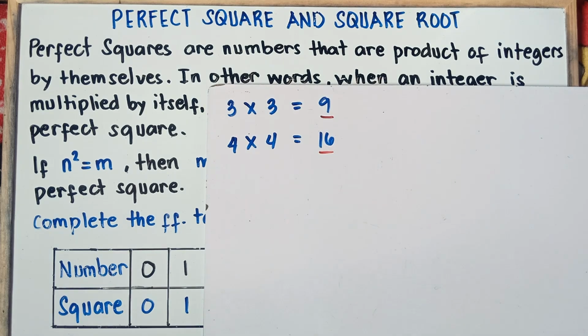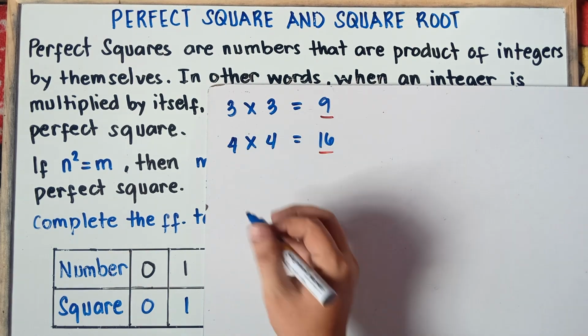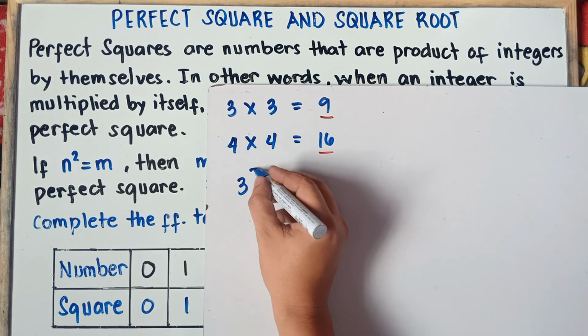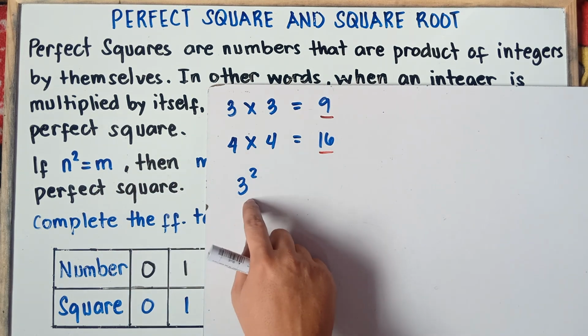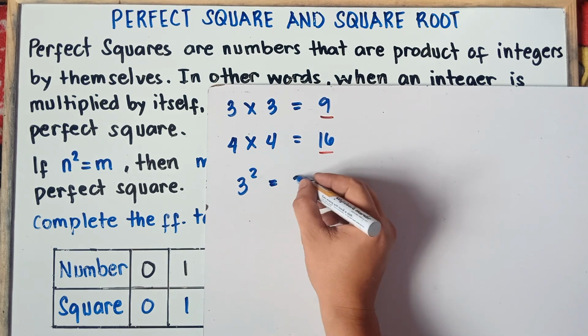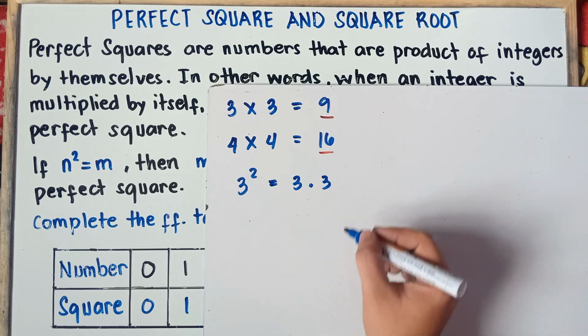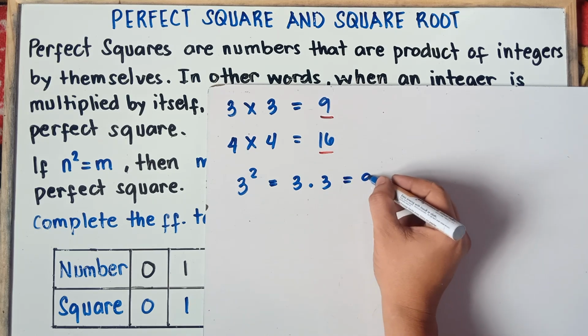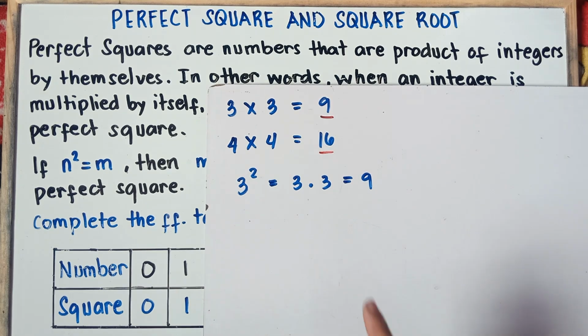Now, you can also write this one differently. Once again, 3 times 3, you can write that as 3 squared. 3 squared doesn't mean 3 times 2. It means that you multiply this 3 by itself twice. So, 3 squared means 3 times 3, and 3 times 3 equals 9. Therefore, 9 is a perfect square.